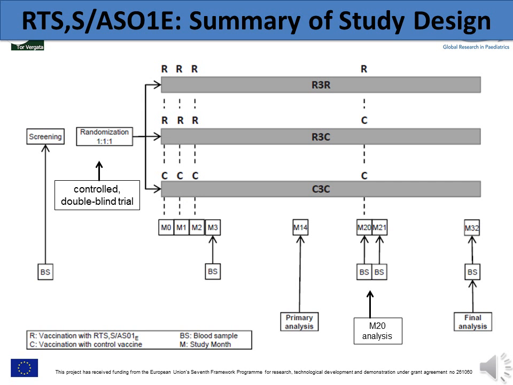Actually, it was a controlled double-blind trial with 3 arms. The first arm received 3 doses of a primary course of the malaria vaccine, followed by a booster dose 18 months post dose 3, while the other arm had 3 primary doses of the malaria vaccine, followed by no booster dose.